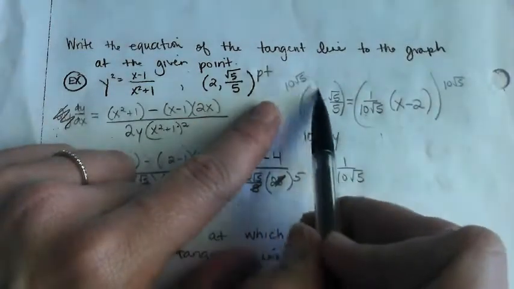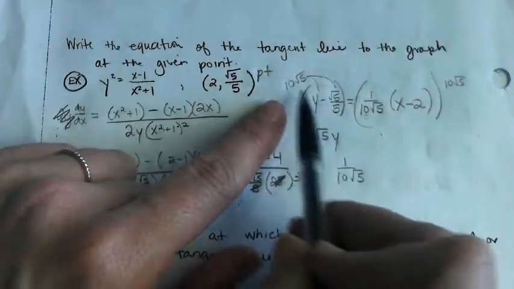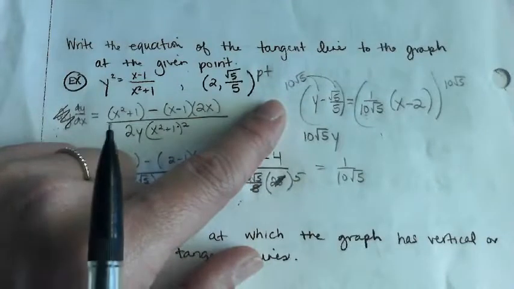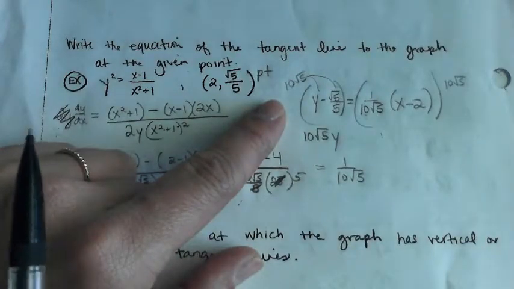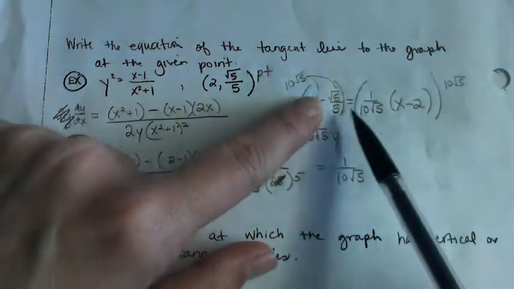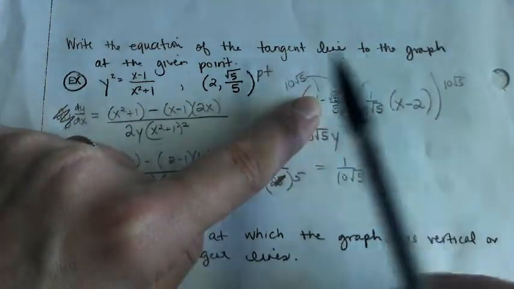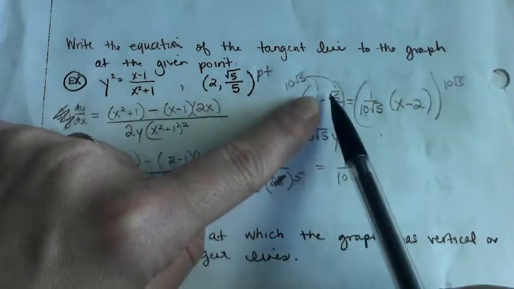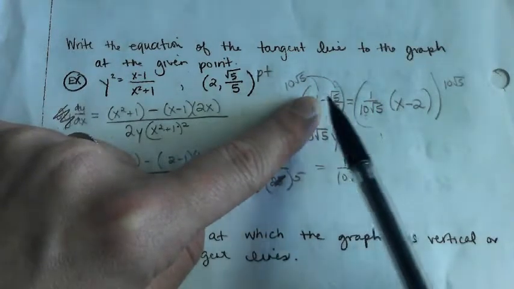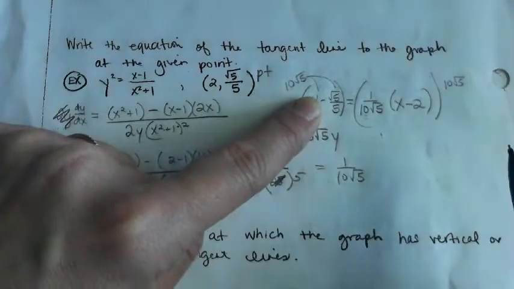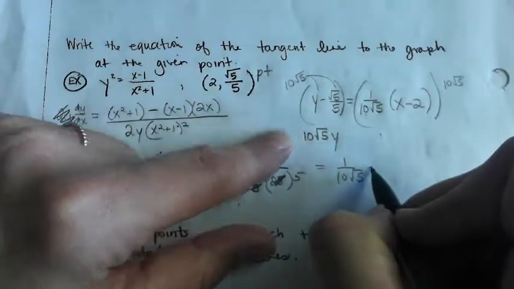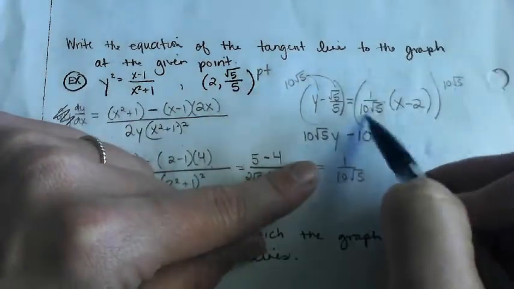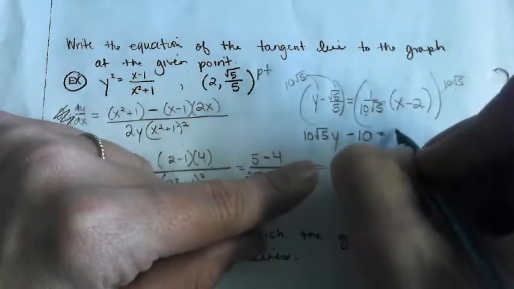This 10 root 5 times this term, the 10 and the 5, would just become 2 root 5 times the root 5 that's there. You follow that? Take a minute to digest that. 10 root 5 times root 5 over 5. This 10 and the 5 would reduce to 2. And then it would be 2 root 5 times root 5, which is 2 times 5, which is 10. And then this 10 root 5 would just cancel that, and it would just equal x minus 2.